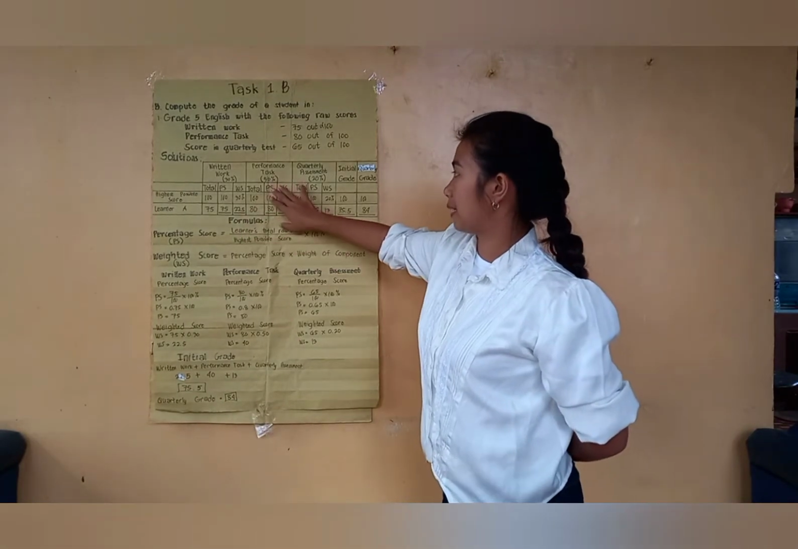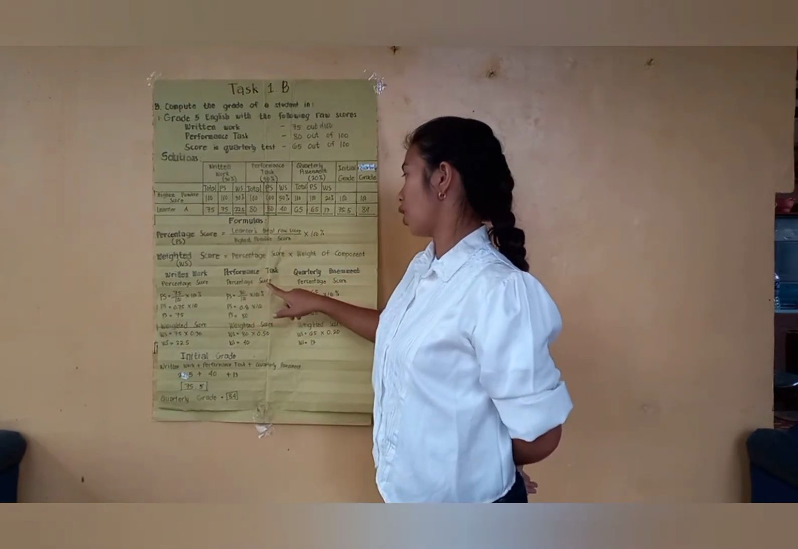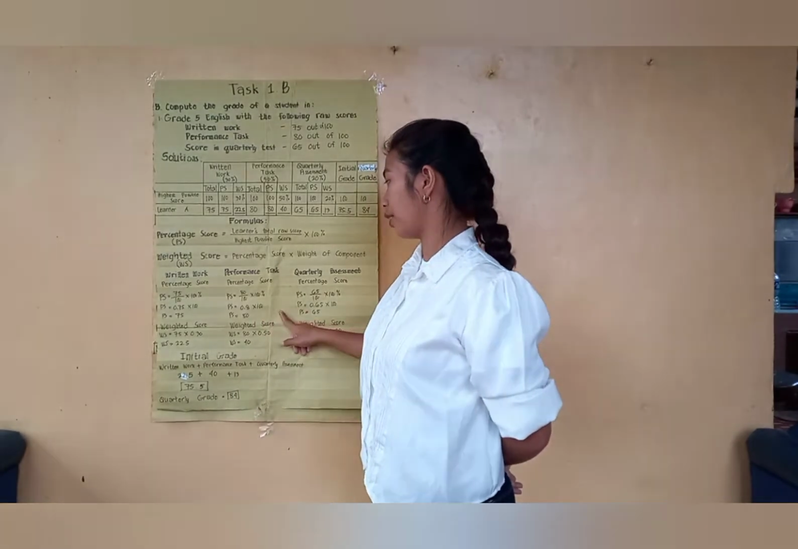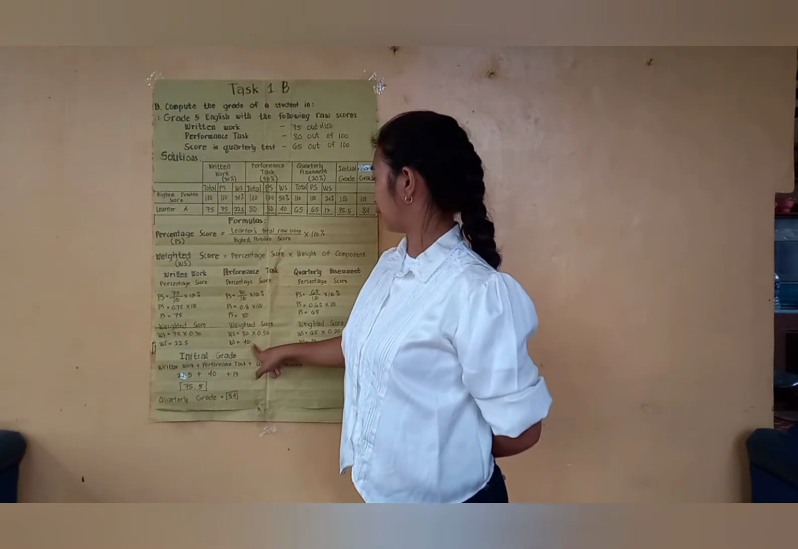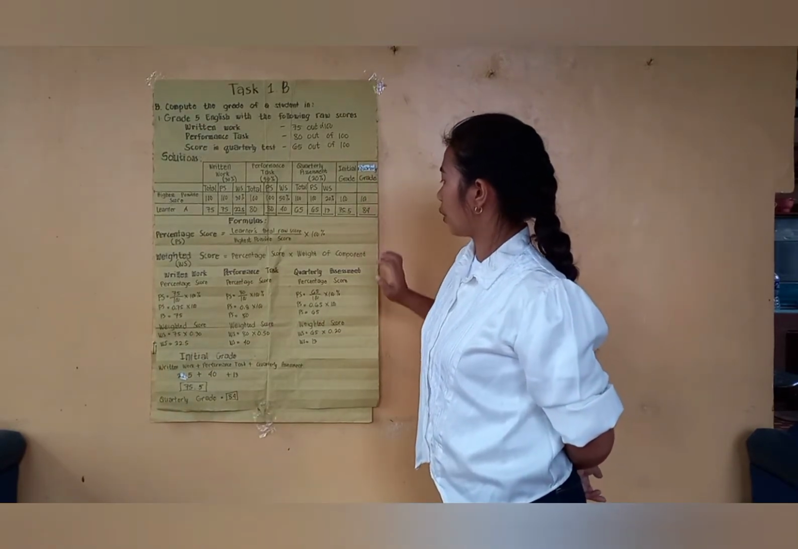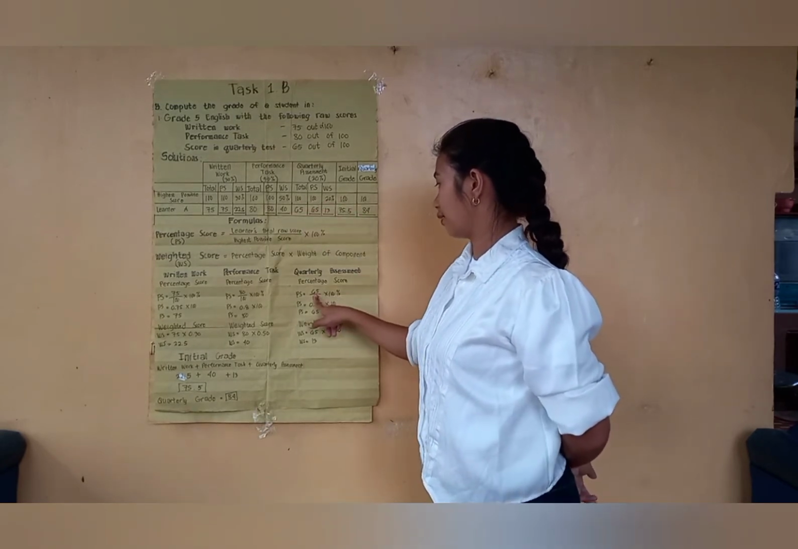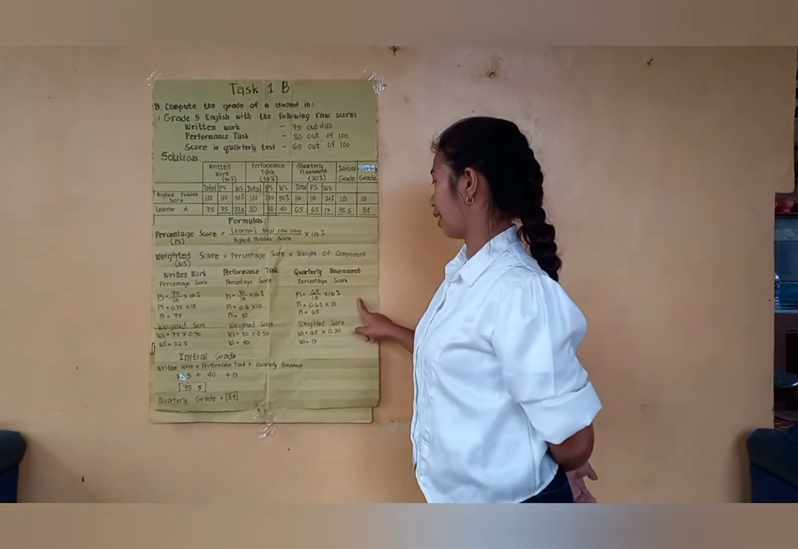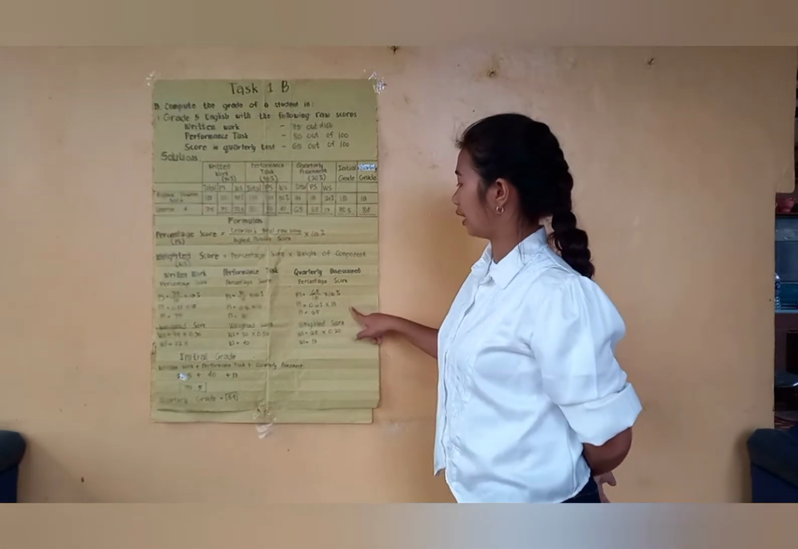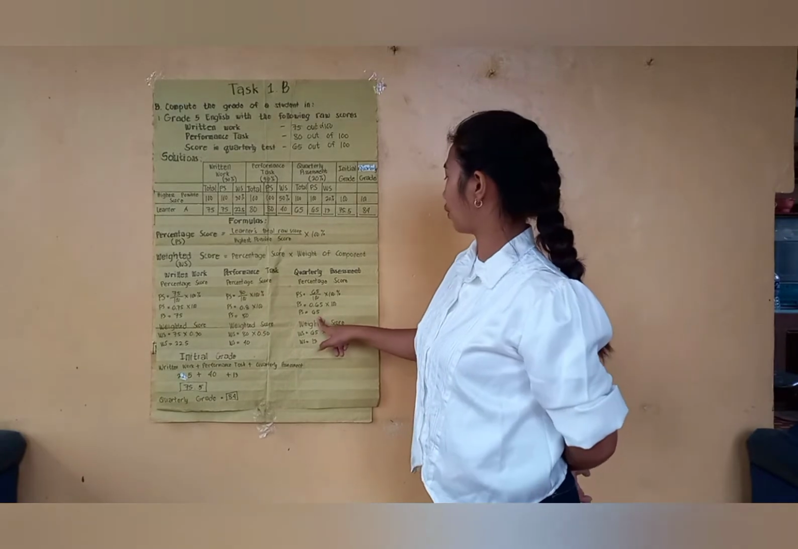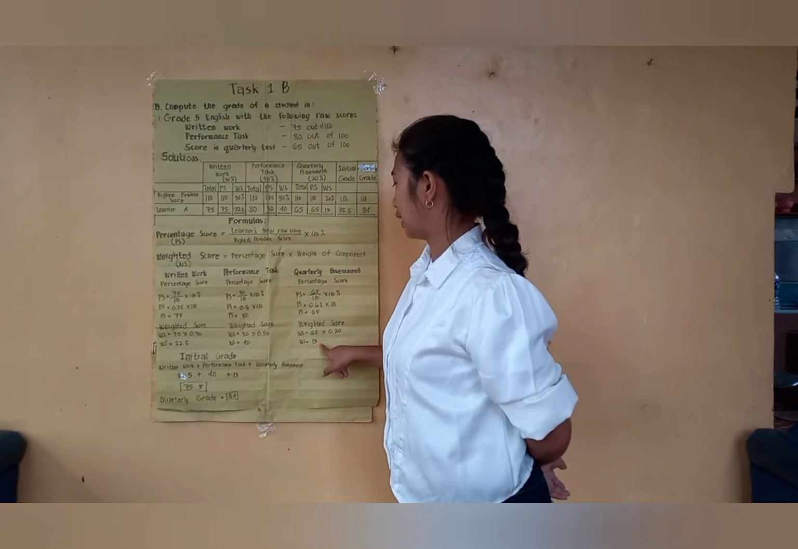It's the same for performance task, 80 divided by 100 times 100 equals 0.8 times 100 equals 80. So percentage score is 80 and the weighted score is 40. And in quarterly assessment, 65 divided by 100 times 100 equals 65 divided by 100 is 0.65 times 100 equals 65. So the percentage score in quarterly assessment is 65 and the weighted score is 13.